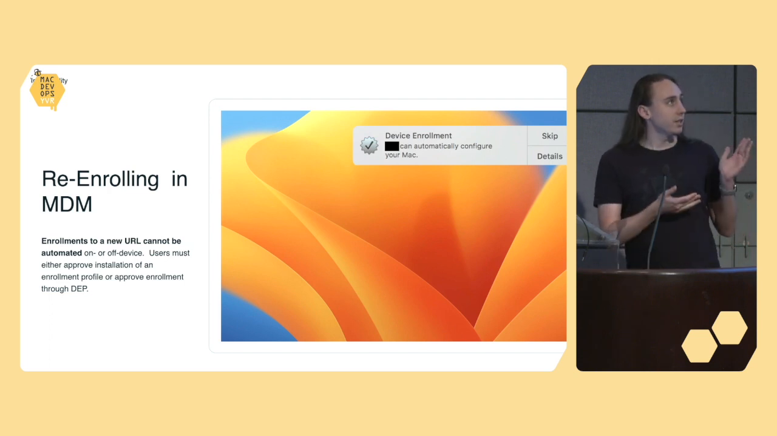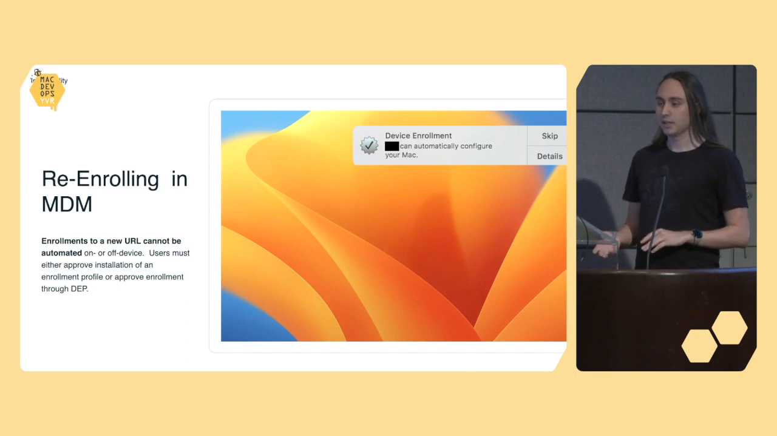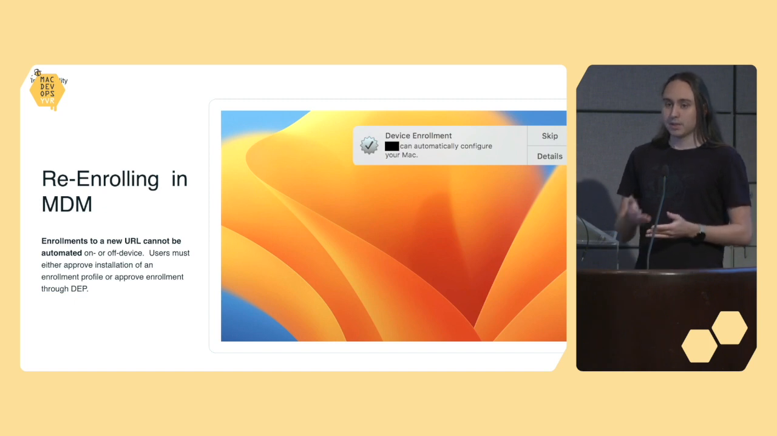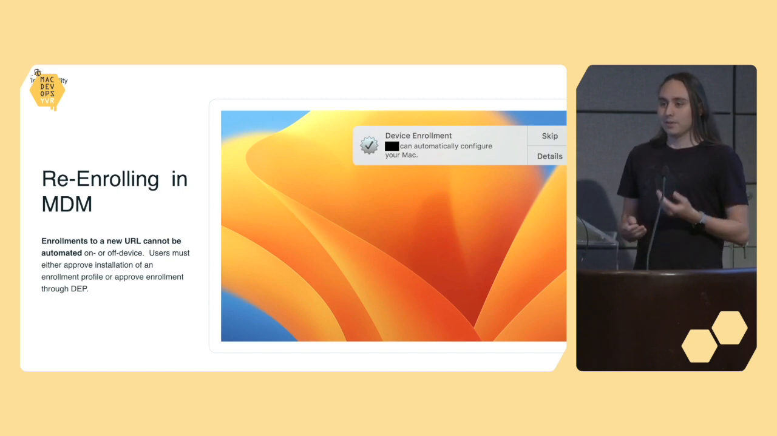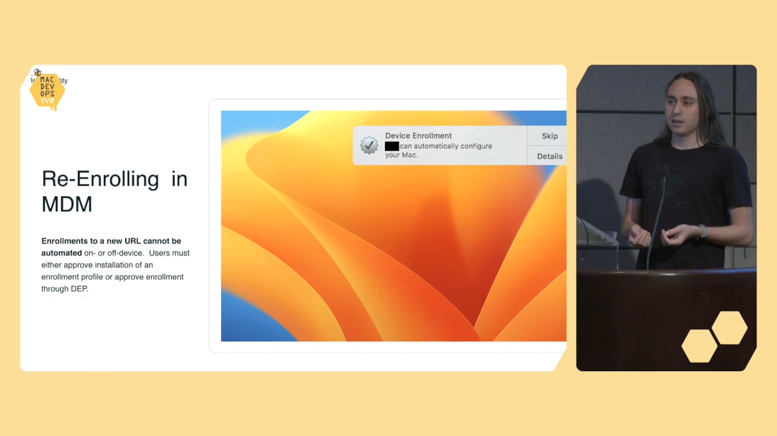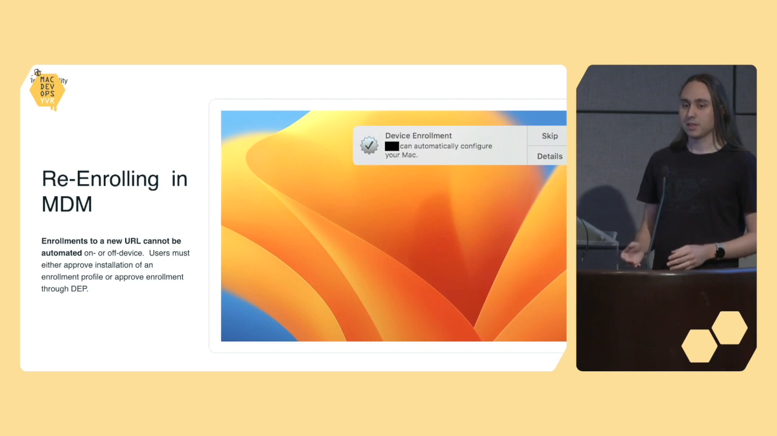They get a notification that looks similar to this, which they have to click on and go to their system settings in order to enroll. You can also download an enrollment profile manually, which has to be double-clicked, reviewed in system settings, and then installed. So however you re-enroll your device, you need a user to manually approve it. It's a very manual process, and if your user doesn't approve the process, then you remain unenrolled.